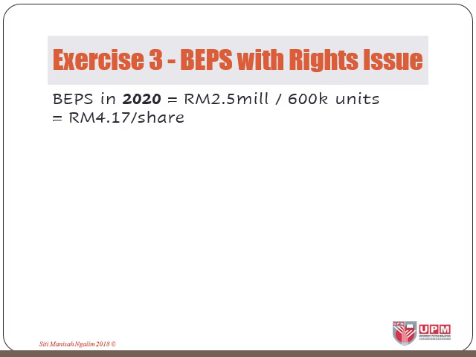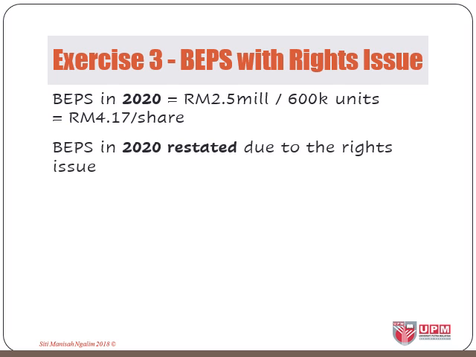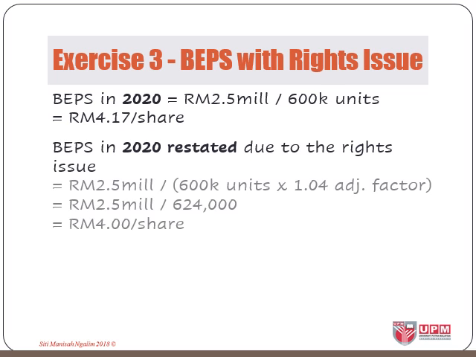So if we start with the basic EPS in 2020, before the rights issue, we will get the original value of 4 ringgit 17 cents per share. With the rights issue, and since we need to also present the previous year's EPS as comparison, we need to restate that value, recalculate the value with the rights issue. So for the denominator, we simply multiply by the adjusting factor calculated earlier, giving us 624,000 units of shares and 4 ringgit value of EPS.